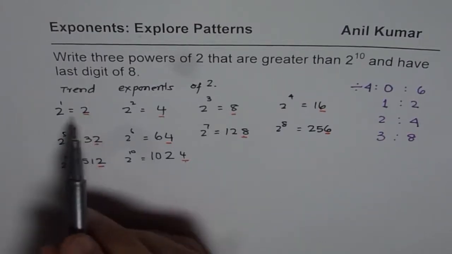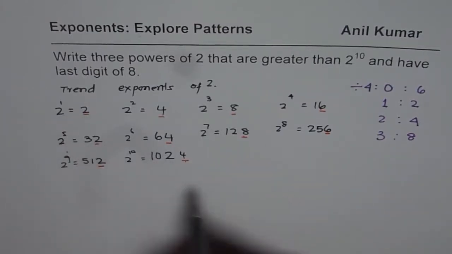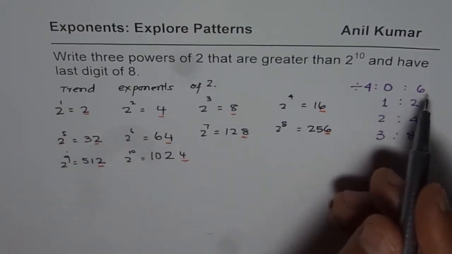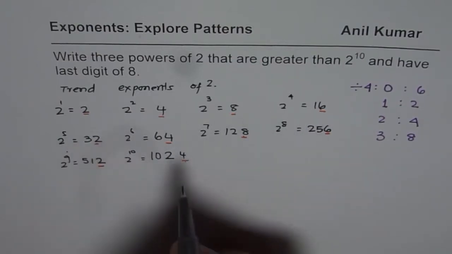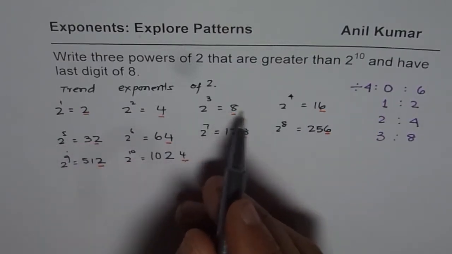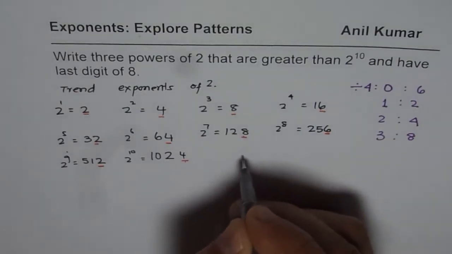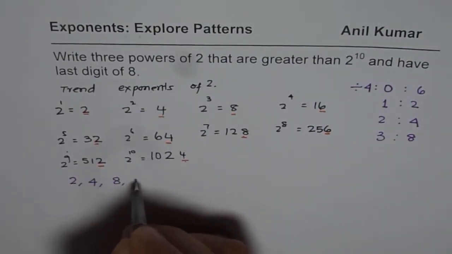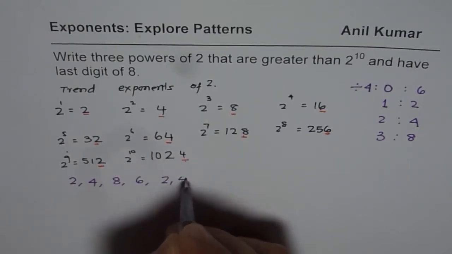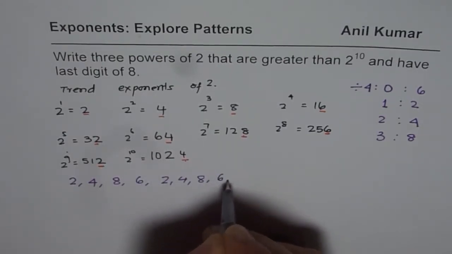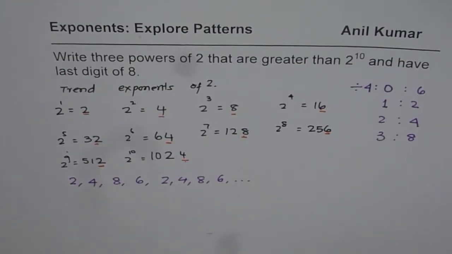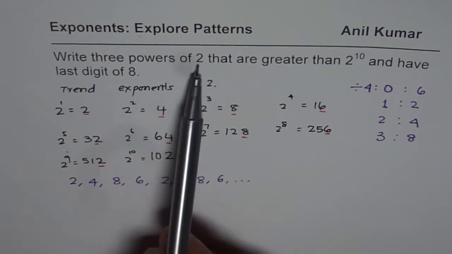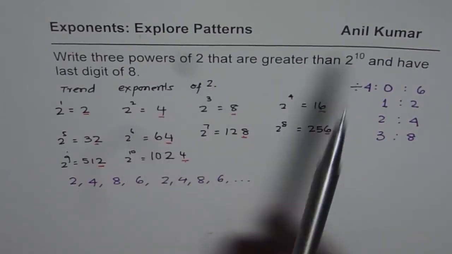So basically, what you see, the trend here is for the last digit. When you divide by 4, then that is the trend, right? So it is 2, 4, 8, 6, and then again it will be 2, 4, 8, 6, and likewise it continues, correct? Now let's look into it. Write 3 powers of 2 that are greater than 2 to the power of 10.